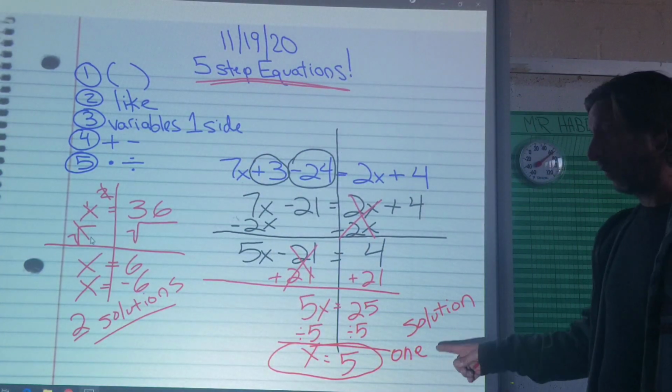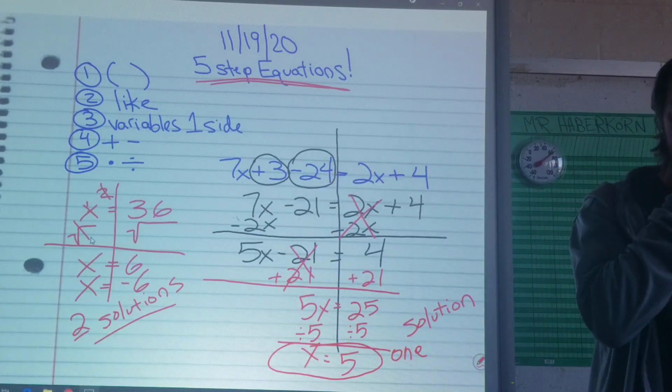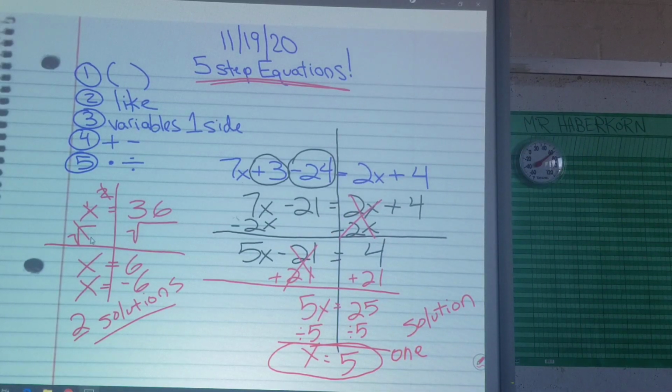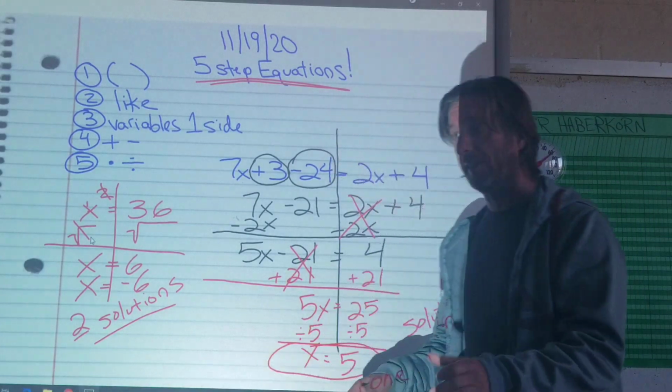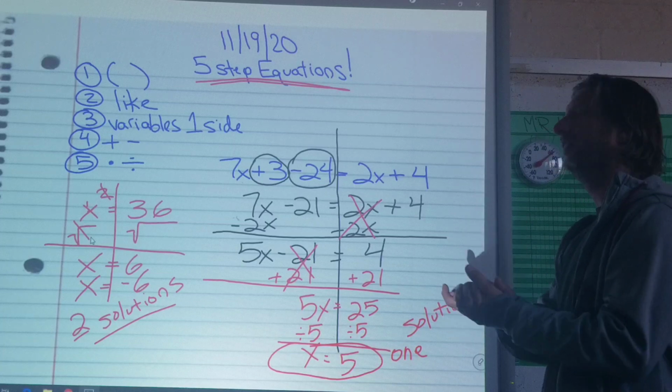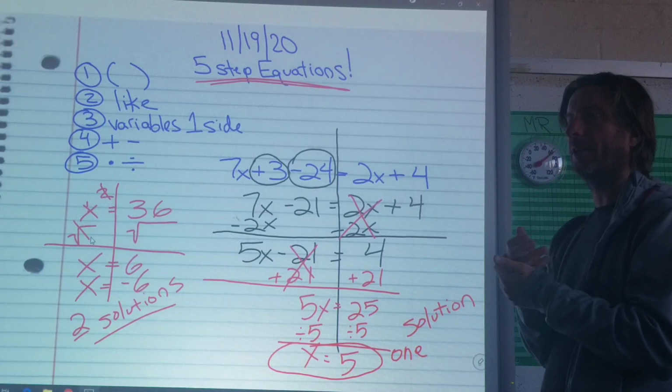All right, so far they could have one solution or 2 solutions. And tomorrow we'll learn about ones that either have no solutions or have infinite solutions, which means every single answer is correct. Any number is correct. And that sounds weird, but I'll show you how that works, okay?